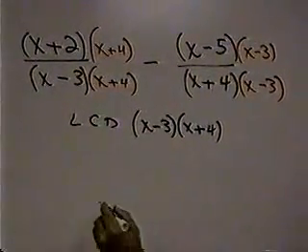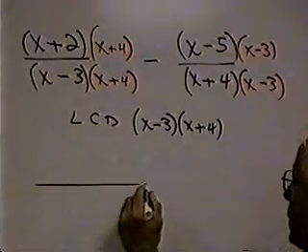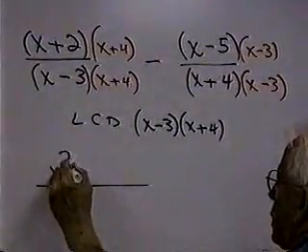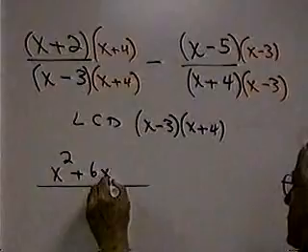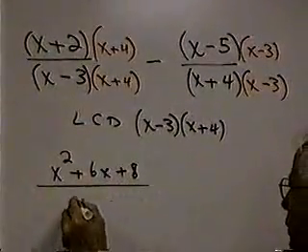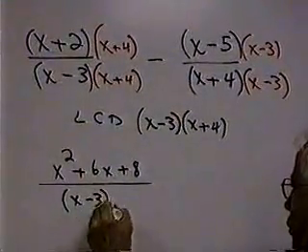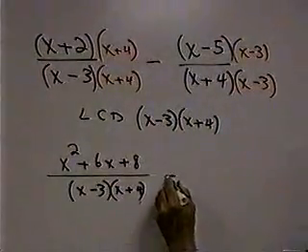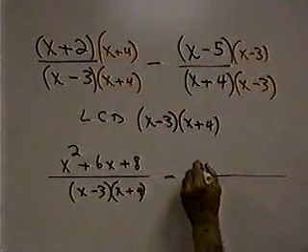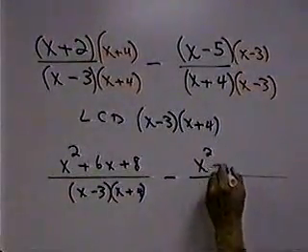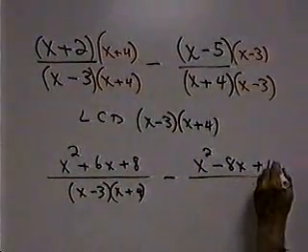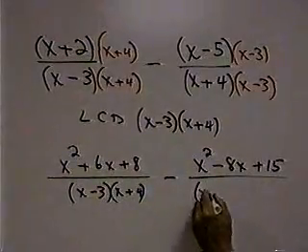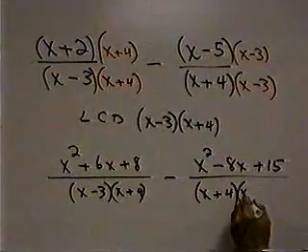So now, let's rewrite this. This is x squared plus 6x plus 8 over the common denominator. Don't multiply the denominators together. Minus x squared minus 8x plus 15 over x plus 4, x minus 3.